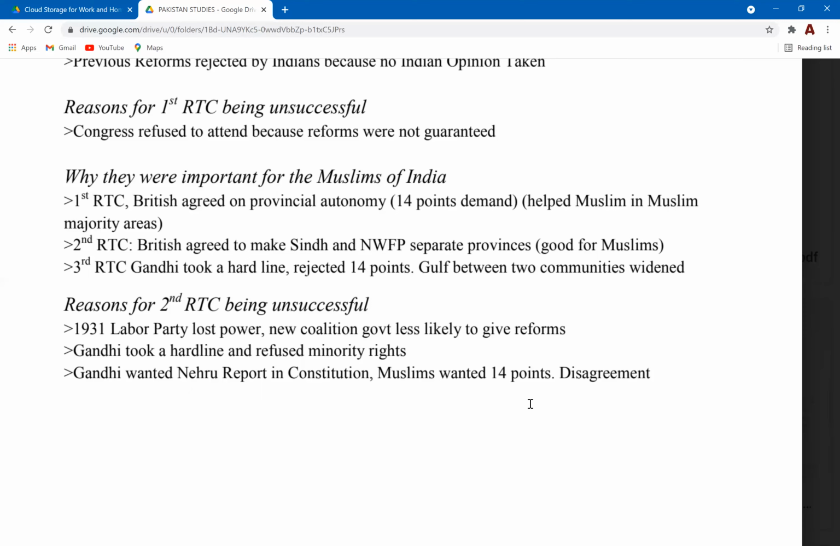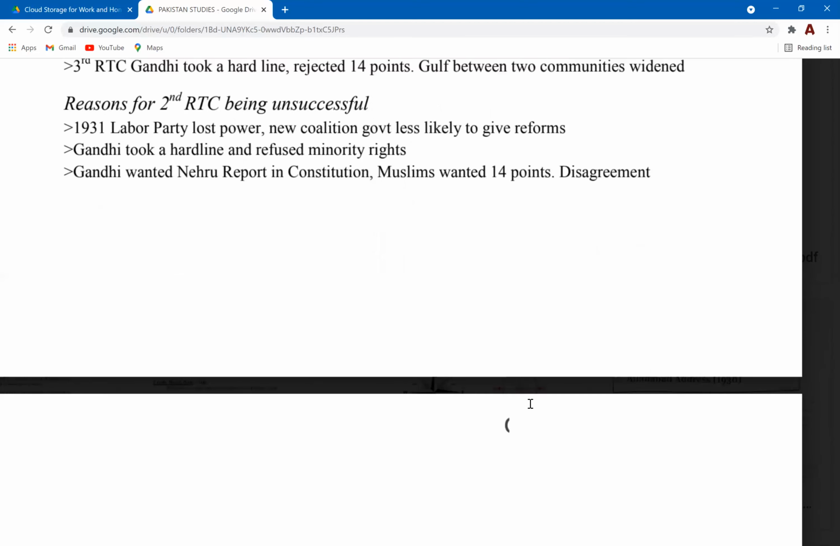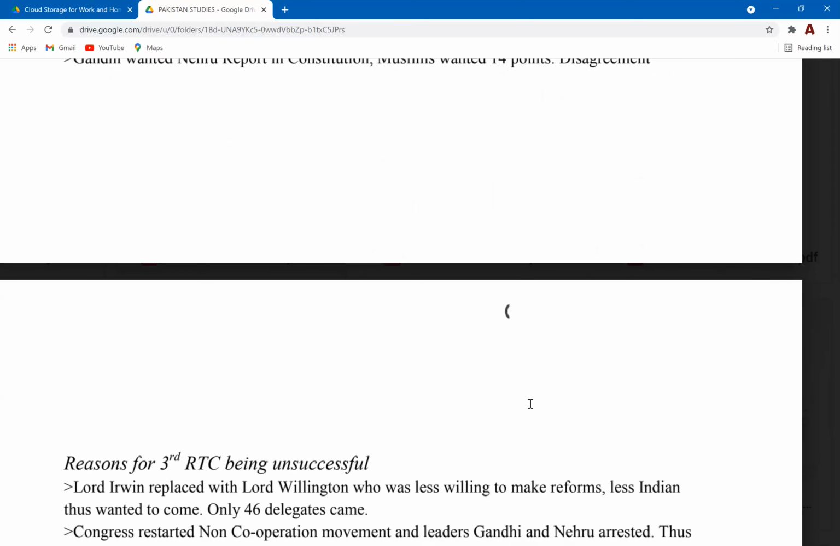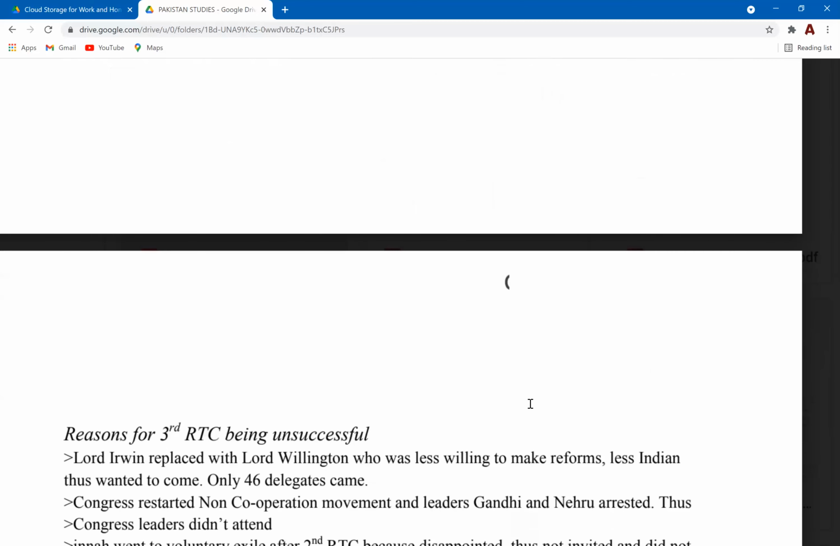Secondly, Gandhi was there in the conference. The Muslims were also there, but Gandhi said that he would not accept any minority rights. Muslims wanted to protect their rights. They wanted to safeguard their interests. So this was another problem. Muslims were not ready to accept this stance of the Hindus. Gandhi wanted the Nehru Report to be implemented as the Constitution of India. Jinnah wanted the 14 points to be implemented as the Constitution of India. There was a very strong disagreement at this point, and the second conference failed again.